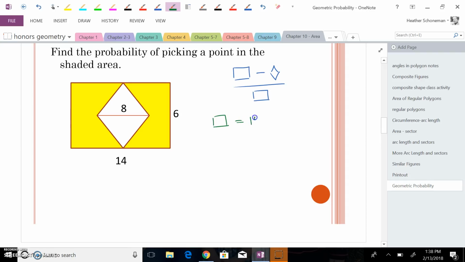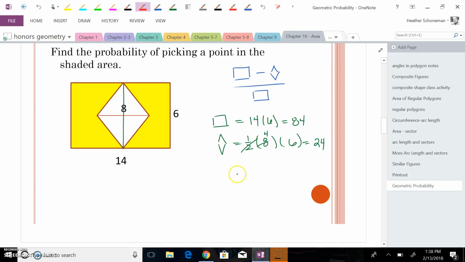The rectangle is found by taking 14 times 6, and 14 times 6 is 84. And then for the rhombus, I have to do 1/2 diagonal 1 times diagonal 2. Well, one diagonal is given, and the other we can figure out is 6. So half of 8 is 4, so this gives us 24. Now that we have the two numbers, we're going to plug that into our plan.